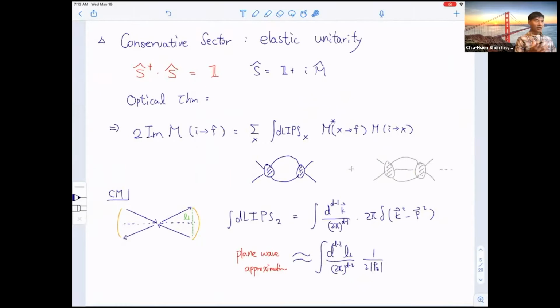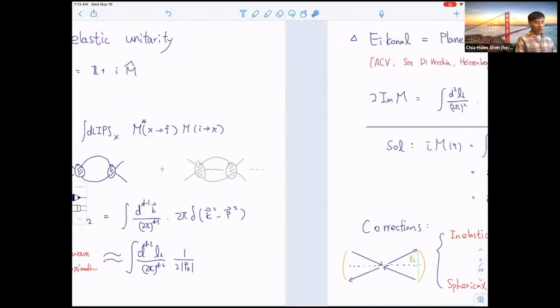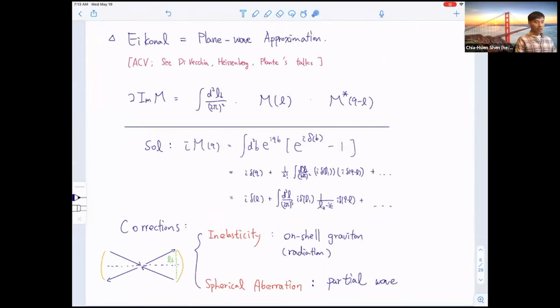If I'm only interested in the small angle scattering, then instead of integrating over the entire sphere, I can just approximate this phase space by this transverse part. So instead of a two-dimensional sphere, I can just consider this transverse part of the momentum transfer. So that's a plane wave approximation. And this is actually what leads to the usual eikonal approximation.